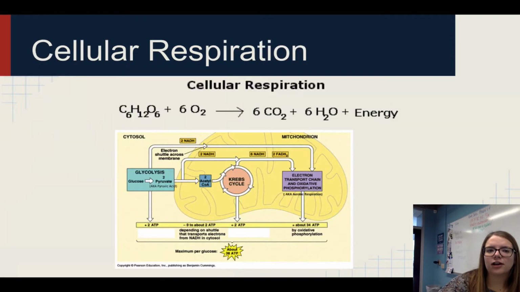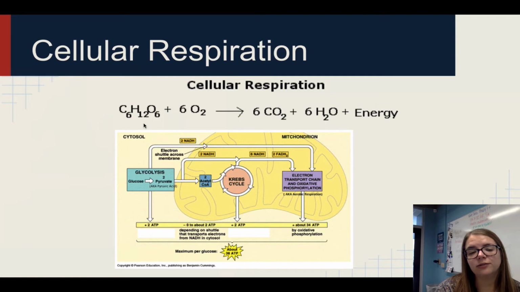All right, now we can talk about cellular respiration. So the equation for cellular respiration is C6H12O6, glucose, plus 6 O2, oxygen gas, yields 6 CO2, carbon dioxide, plus 6 H2O, water, plus energy. And specifically, the energy it's going to make is ATP. Now, what you should notice is this reaction is the reverse of photosynthesis. Right, in photosynthesis, we made glucose and oxygen using carbon dioxide and water and energy, right?